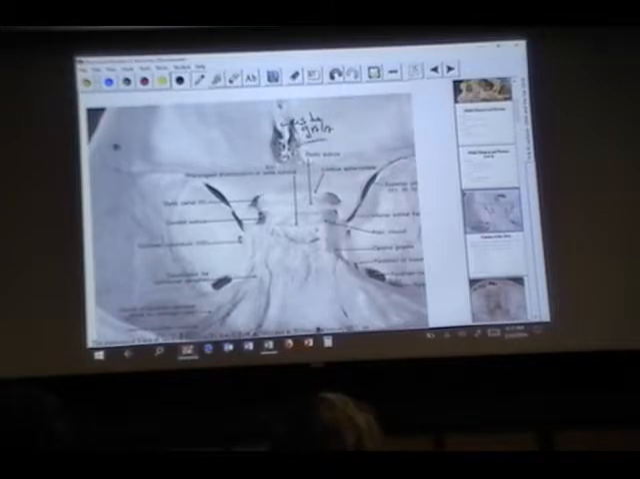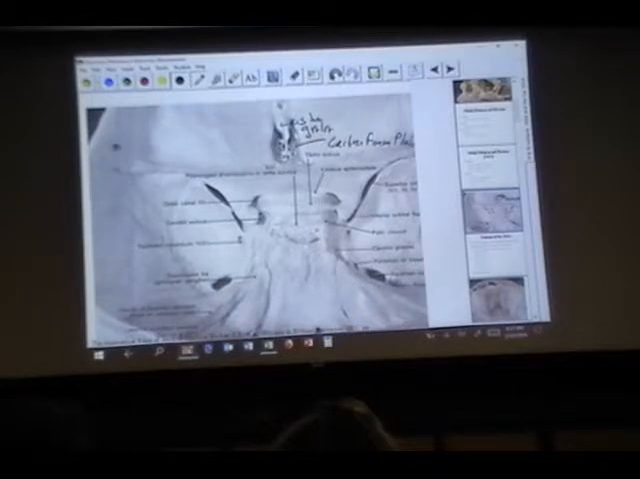And then next to the crista galli in the ethmoid bone itself, this is the cribriform plate. What goes through the cribriform plate? Olfactory bulb. The olfactory bulb sits on top of it. What goes into the olfactory bulb from below? Olfactory nerves.